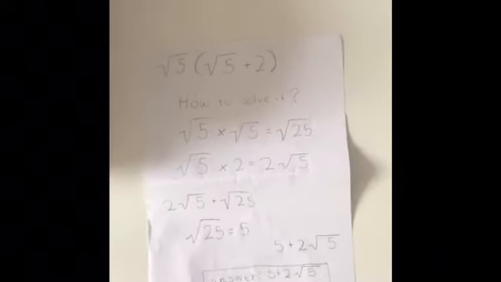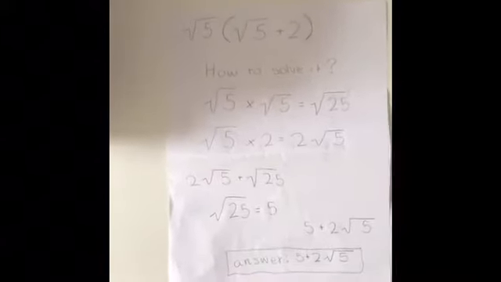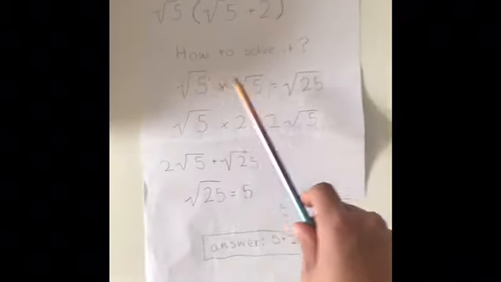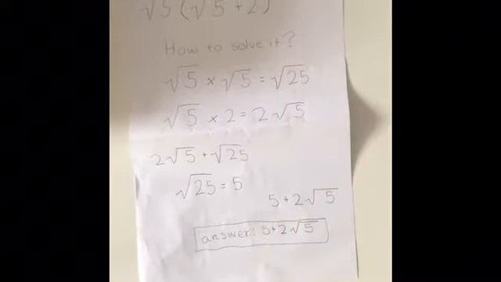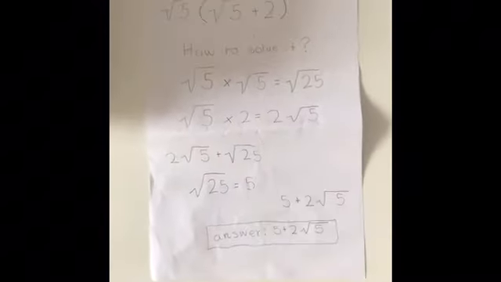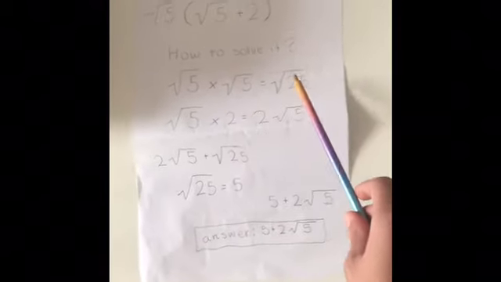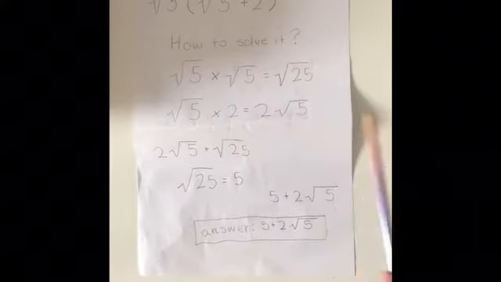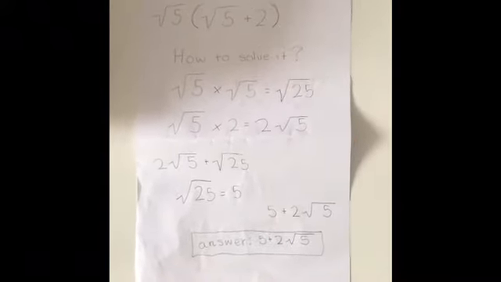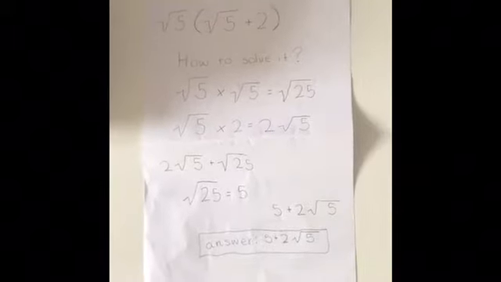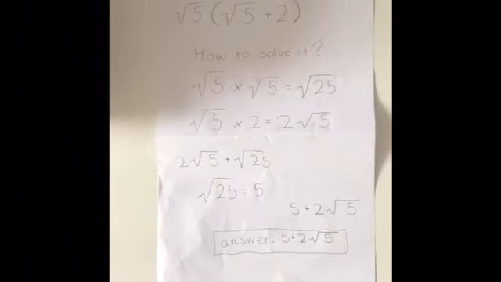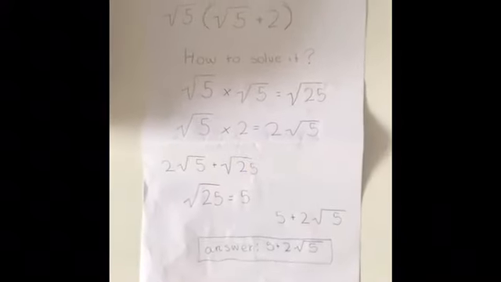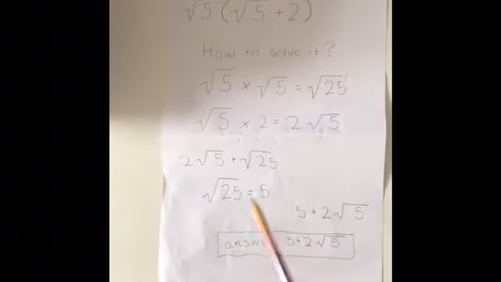Now I chose a harder problem to see if you guys understood the content. The problem that I chose, we need to use the distributive property. So we need to multiply square root of 5 by square root of 5 and square root of 5 by 2. Square root of 5 times square root of 5 equals square root of 25. And square root of 5 times 2 equals 2 square root of 5, because we can't multiply a square root by a normal number. So now I'm left with 2 square root of 5 plus square root of 25.